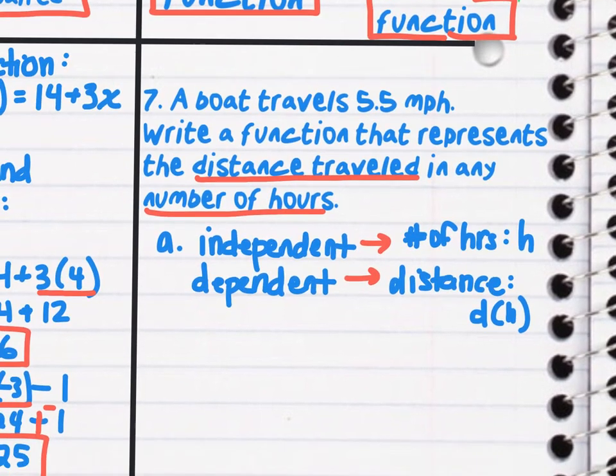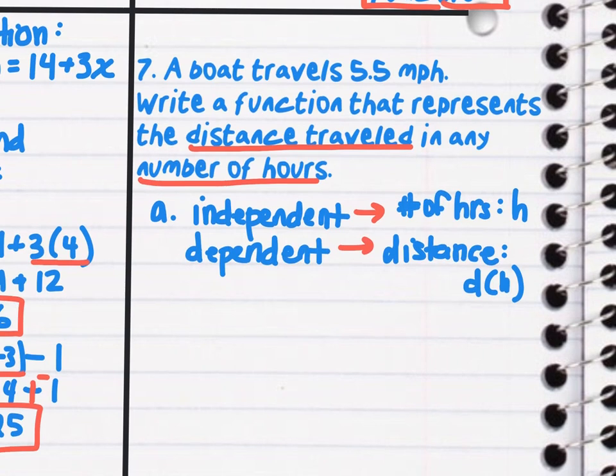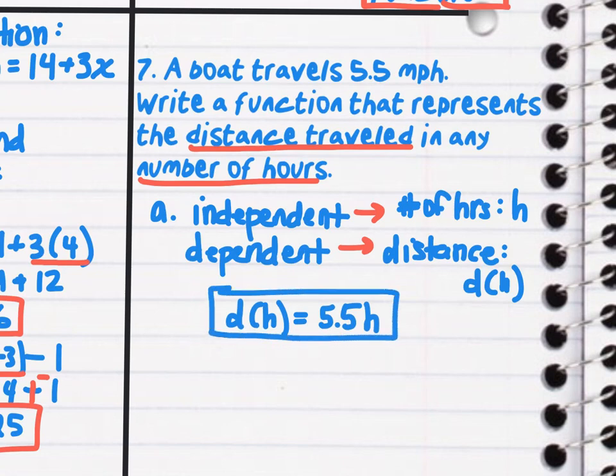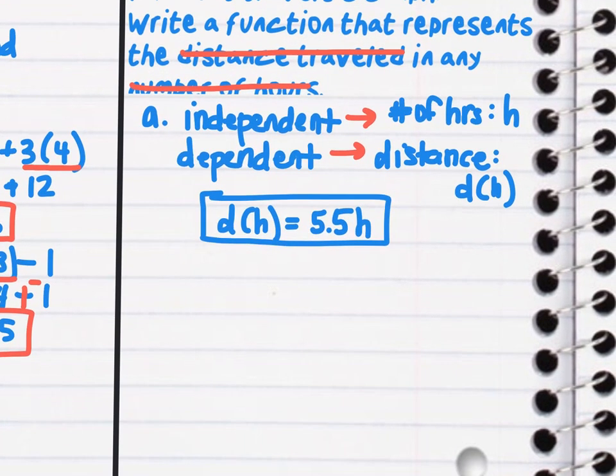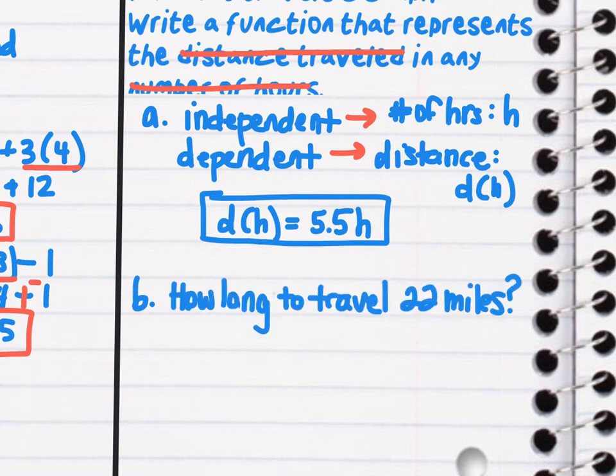So now to write our function for this problem, we're going to write it like this. We're going to say d of h, the distance of the boat that's traveling, is going to be 5.5 times h, times the number of hours. So this is our function. Okay, so we're going to add another part to this problem. For this next part, we're going to ask how long would it take for the boat to travel 22 miles? So let's write that question down.